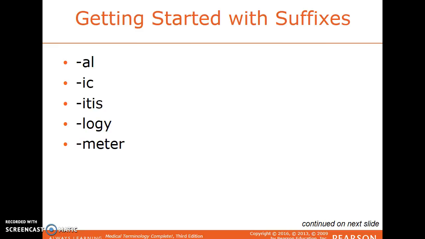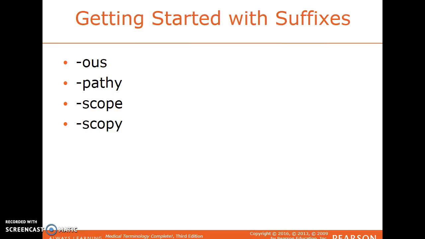So some common suffixes. Al at the end of a word means pertaining to. Same with ic. I can't remember off the top of my head right now if it's 9 or 15. I'm pretty sure it's 15. It's called the magic 15. Little suffixes that mean pertaining to. There's just a ton of them, and we'll talk about more as time goes on, I'm sure. Itis means inflammation. Logy is the study of, and meter is a thing that measures.